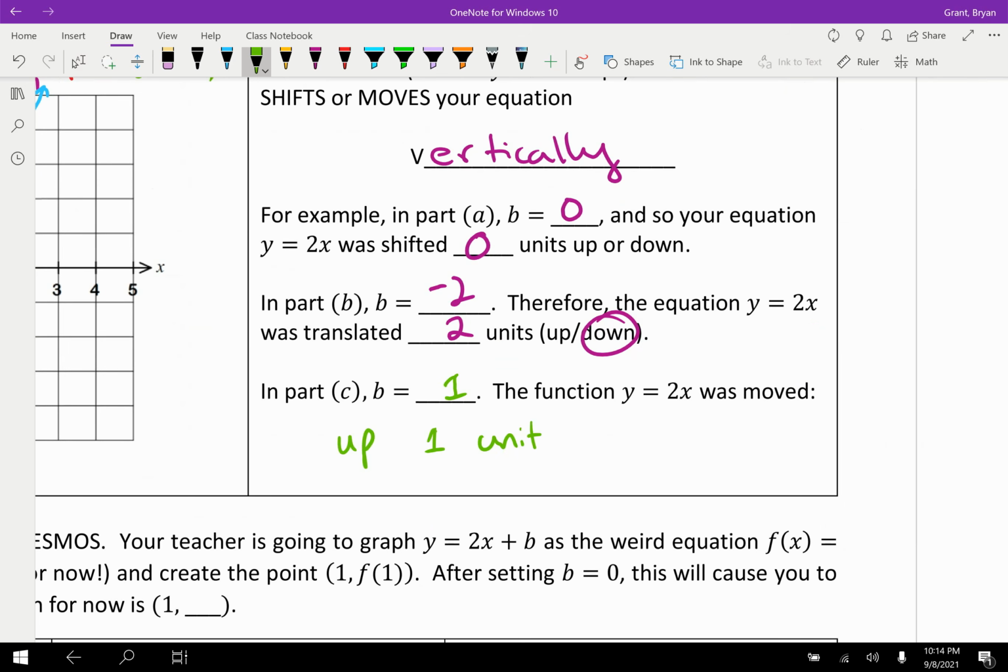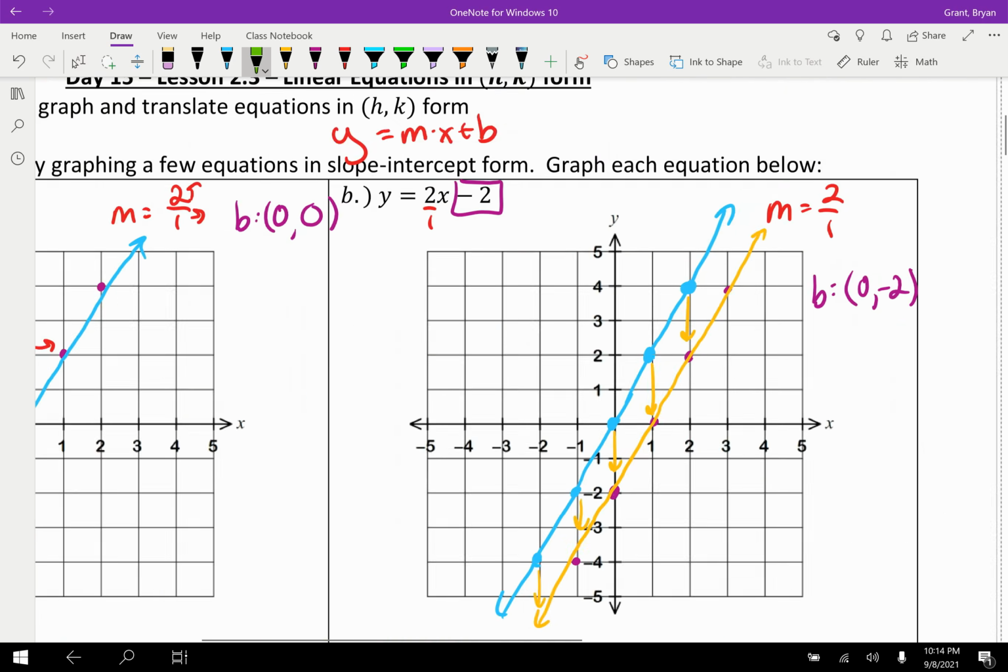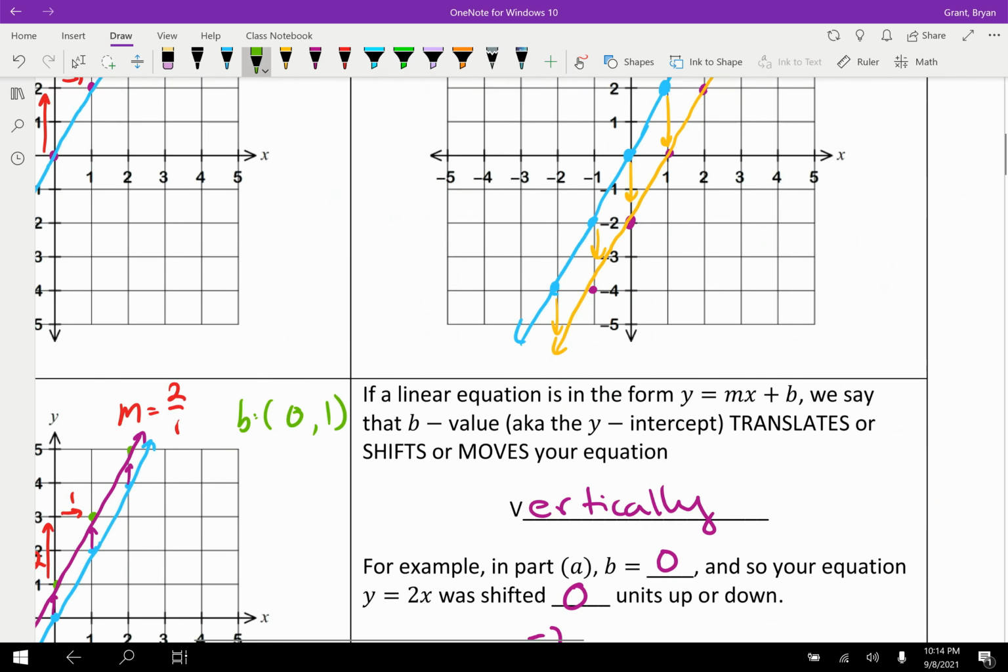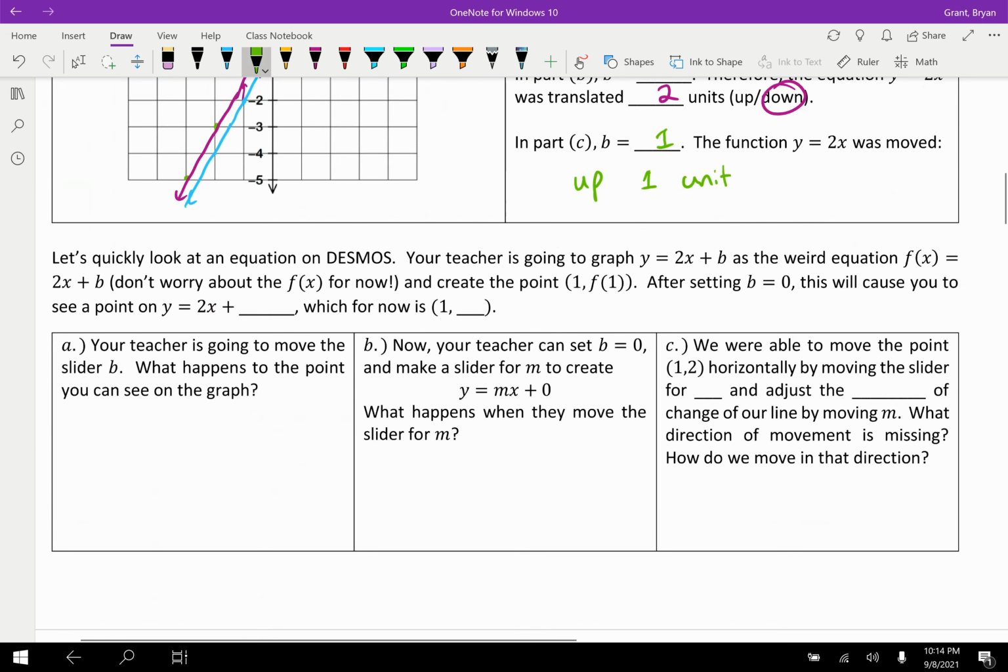So another way to think about that b value is, instead of the y-intercept, it vertically translates or vertically shifts or vertically moves an equation, right? We take just the piece with the slope, this part, and say that's my original equation. And then the value at the end is going to shift y equals 2x up or down. That's going to become very important today.